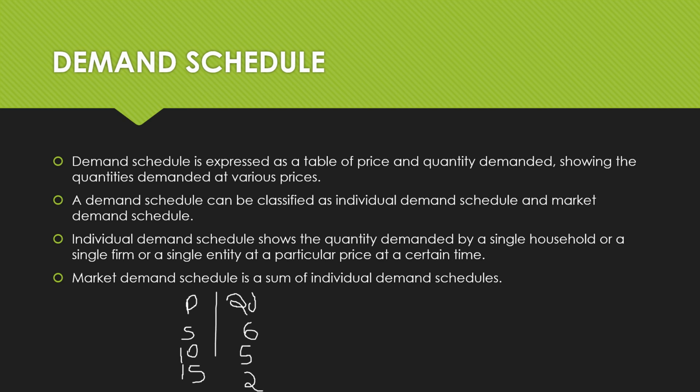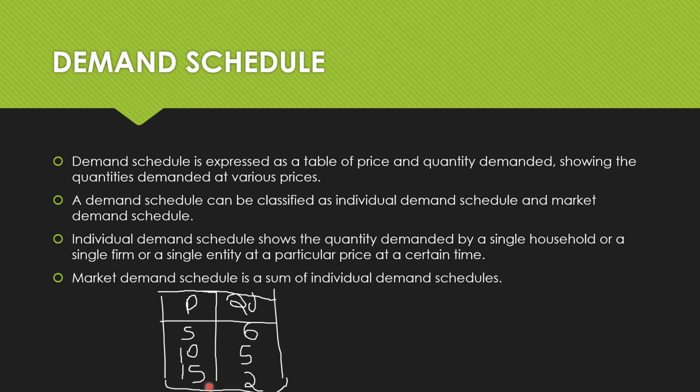So this is called a demand schedule. Here we see that the price and quantity demanded are represented in a tabular form. It is just showing that at different prices what is the quantity demanded. At 5 rupees quantity demanded is 6. At 10 rupees quantity demanded is 5. At 15 rupees the quantity demanded is 2. So this is an example of a demand schedule. Demand schedule is expressed as a table of price and quantity demanded, showing the quantities demanded at different prices.